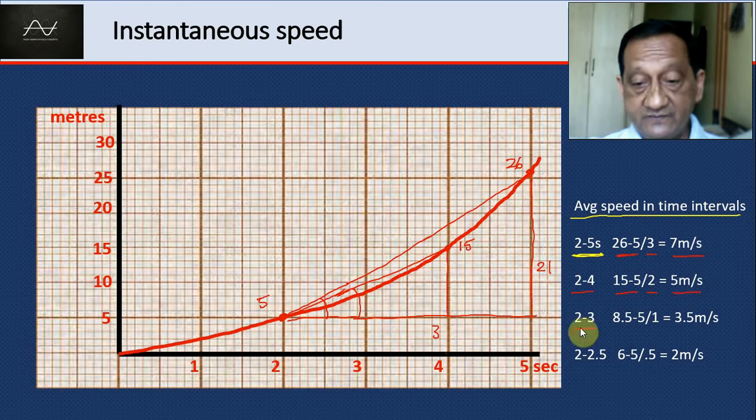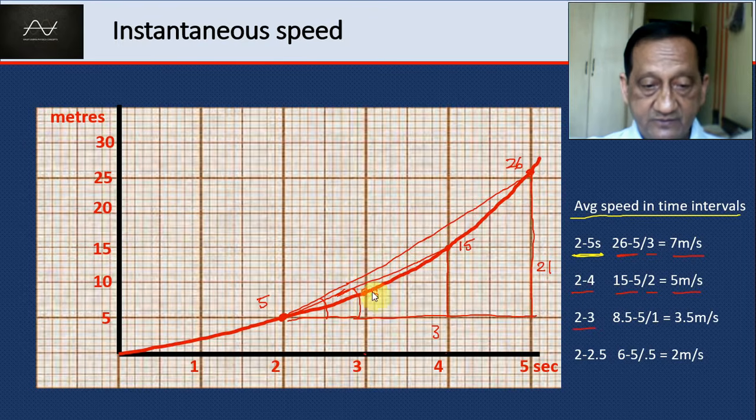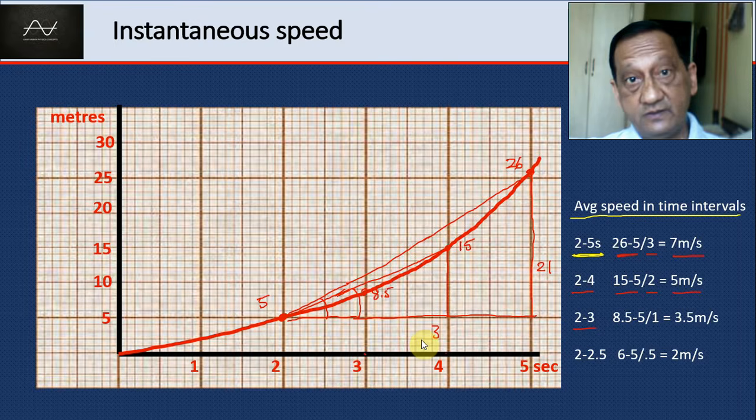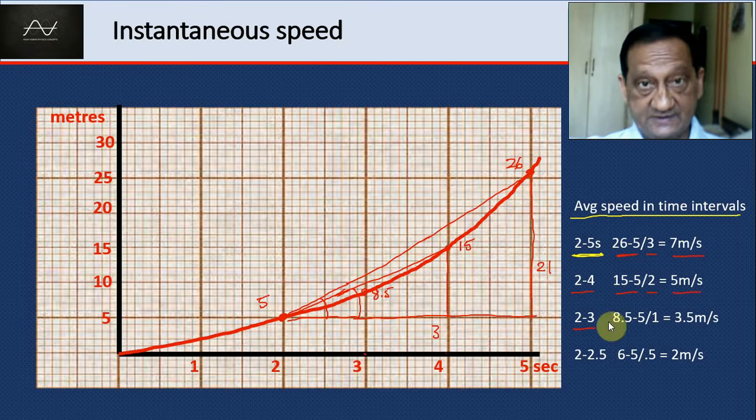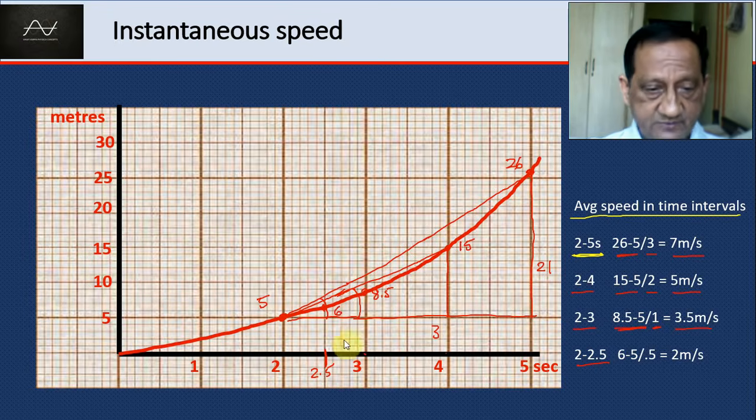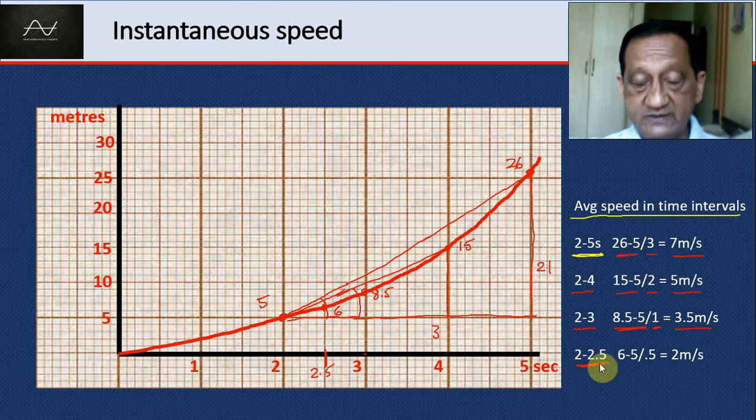I reduce the time interval again from 2 to 3. Then at 3 seconds, it is at this position, which is 8.5. Then the average speed in the time interval of 2 to 3 seconds is the distance, that is 8.5 minus 5, divided by the time taken, that is only 1 second now, it is 3.5. Again, I compress the time interval, I make it 2.5 here, and at 2.5, the position is 6.5. No, I think it is 6, not 6.5. Then in that time interval, the distance covered is 6 minus 5, 1 meter, and the time taken was 0.5, so 2 meter per second.